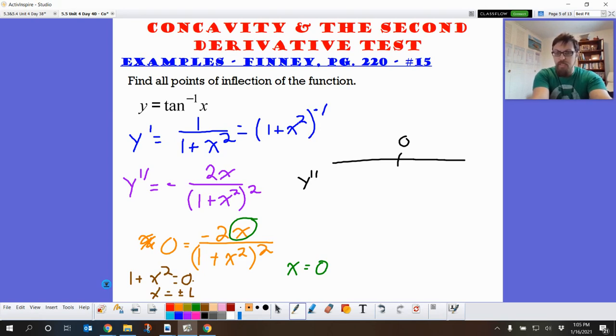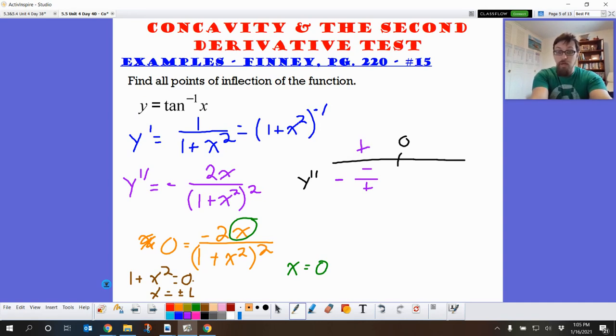If I put something that's smaller than 0 in there, so like negative 10, we get a negative of a negative number. And the denominator, we get a positive number squared. Negative 10 becomes positive when we square it. Add 1, still positive. Square that, still positive. So overall, we have a negative over a positive, which is negative, times another negative. We are positive in there for our second derivative.